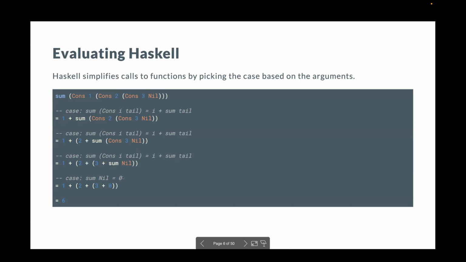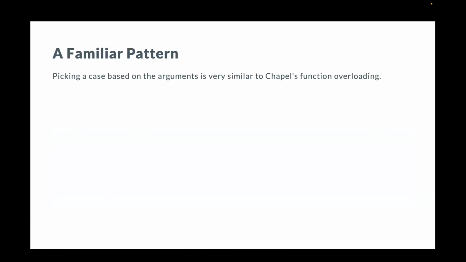And finally, the other case in that sum function is that sum of nil is equal to 0. So we replace sum nil with 0 and get 1 plus 2 plus 3 plus 0, which fortunately adds up to 6 as desired. So this picking cases based on arguments is actually very similar to how Chapel does function overloading.